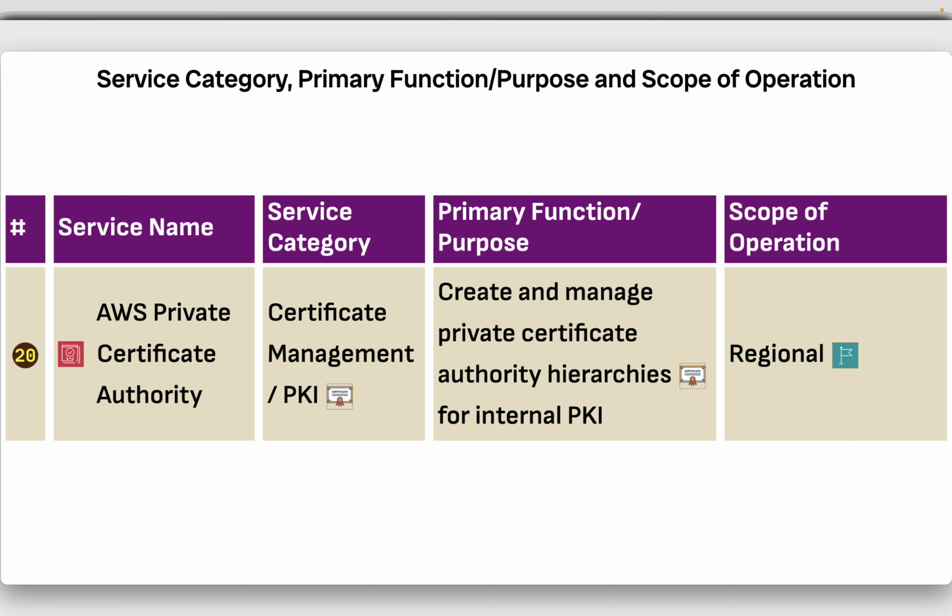Next, service AWS Private Certificate Authority. Service category is certificate management and PKI, public key infrastructure. Primary function and purpose is to create and manage private certificate authority hierarchies for internal PKIs. Scope of operation is regional.